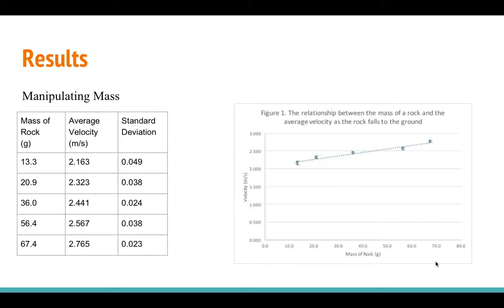So what we found was that when we increased the mass of the rocks, there was an overall decrease in the time it took for it to reach the ground, which corresponded with an overall increase in the velocity. There was a linear trend that was found. However, it is important to note that the graph wasn't as steep, indicating only a slight increase in the velocity.